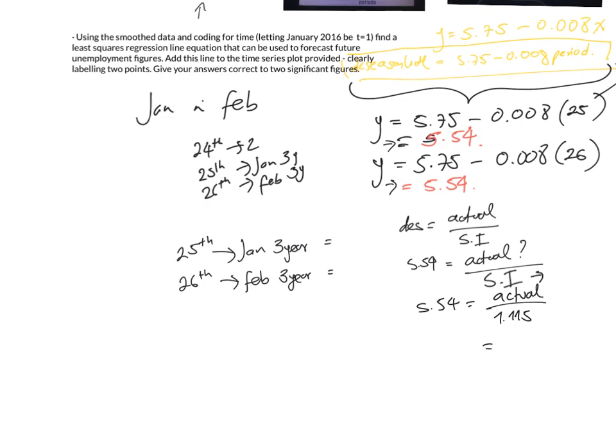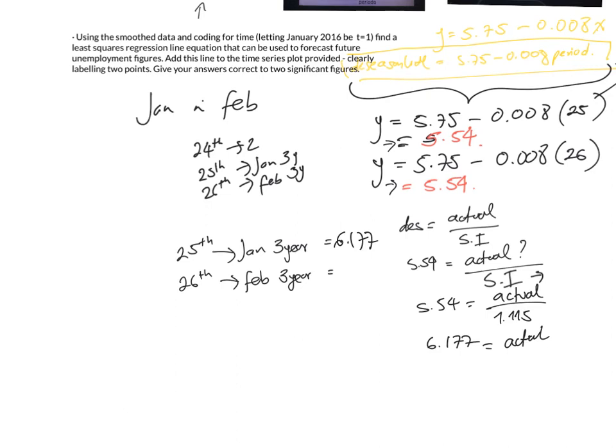And then if we put that in our calculators, 5.54 times 1.115 gives us an actual value of 6.177. That will be our value for January on the third year, which is 6.177, the unemployment rate for that particular month on the third year.